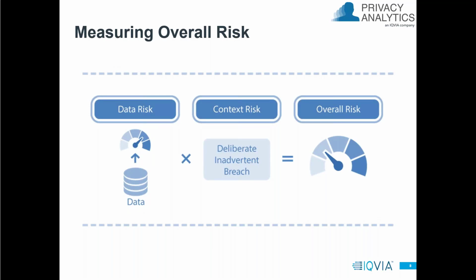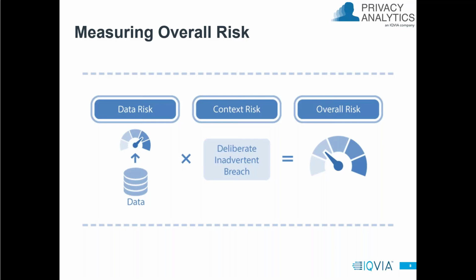The data risk is the probability of the data being re-identified once an adversary has access to the data. And then the context is the security and privacy controls and contractual controls that are in place to protect the data. So the data risk is contingent on the context. So this is essentially a conditional probability: the data risk is contingent on various controls, security controls, privacy controls, and contractual controls that are in place. And the overall risk is a product of those two types of risks.